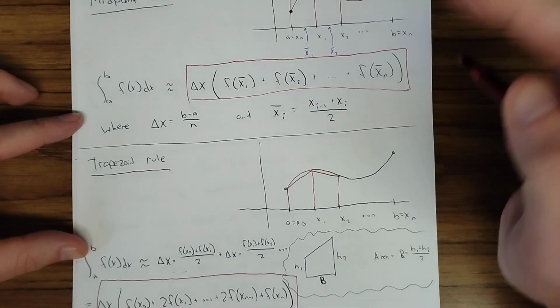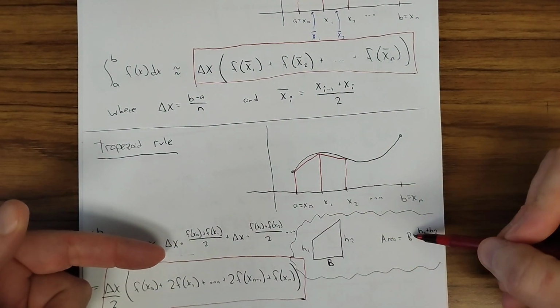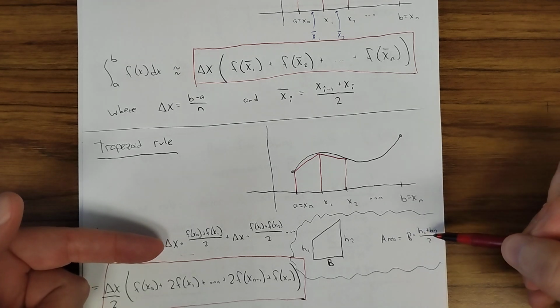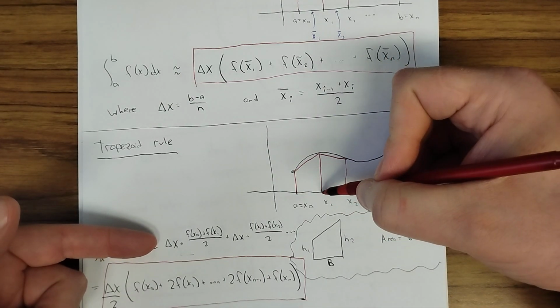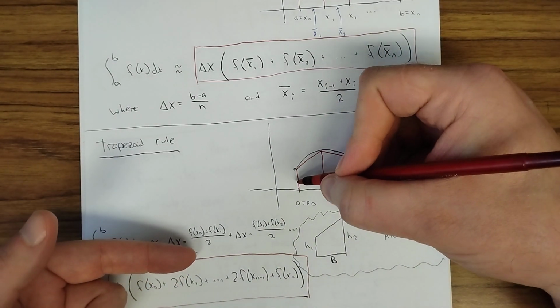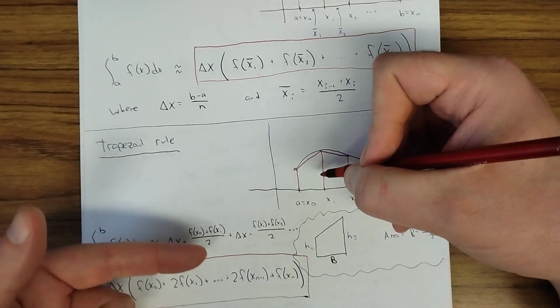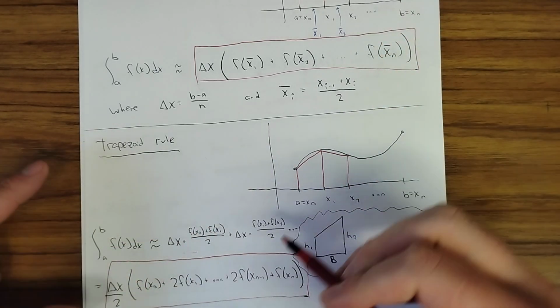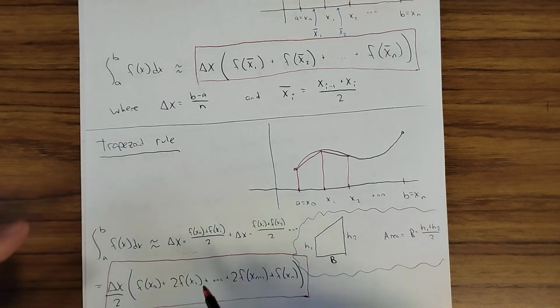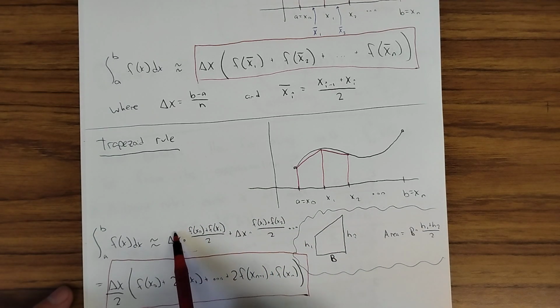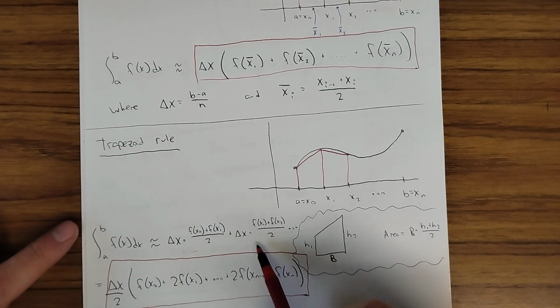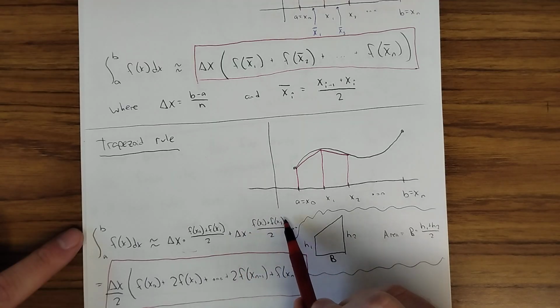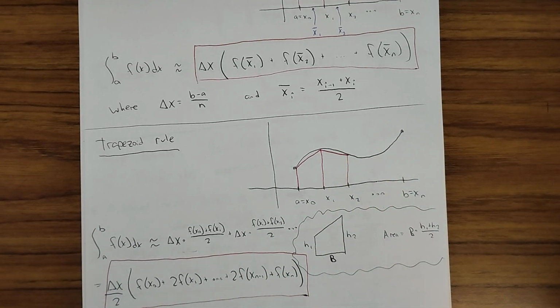Delta x is just the width of the intervals. So that's my base, and then I want to multiply the base by the average of the two heights, this height and this height. This height is f of x0. This height is f of x1. So I get this. This is the area of my first trapezoid. Similarly, this is the area of my second trapezoid, and I just wrote dot, dot, dot. We continue that until we're done.